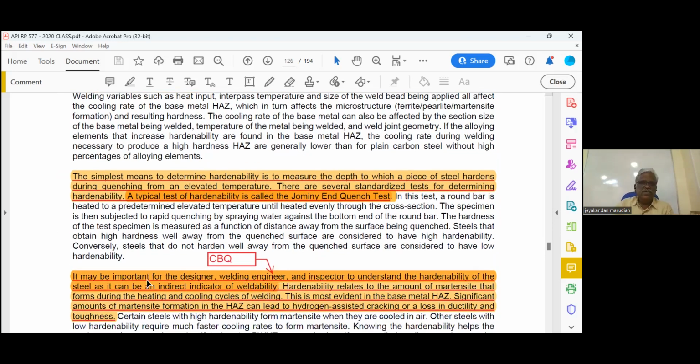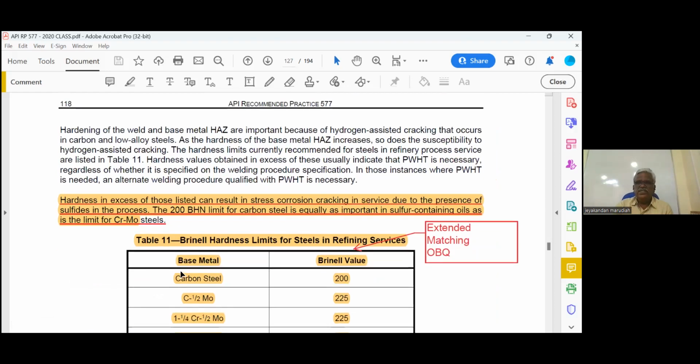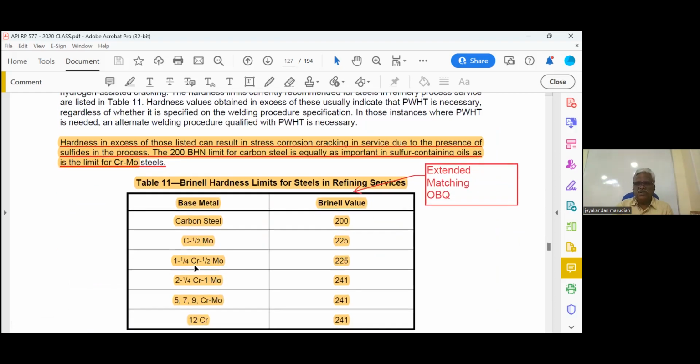Then highlight this one. It may be important for the designer, welding engineer, and inspector to understand the hardenability of the steel, as it can be an indirect indicator of weldability. So when the hardenability increases, weldability will come down. Then this is asked in the extended matching in open book.